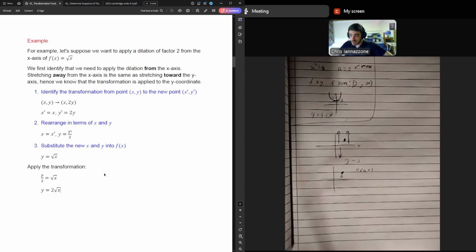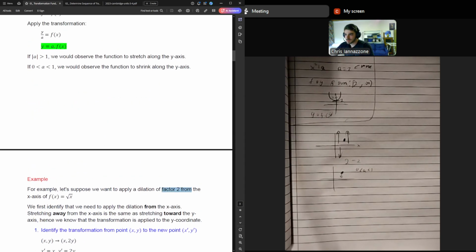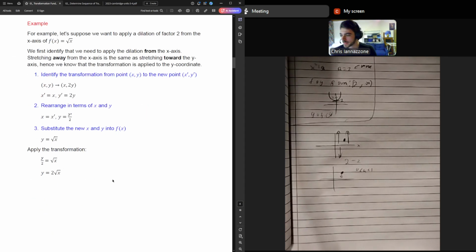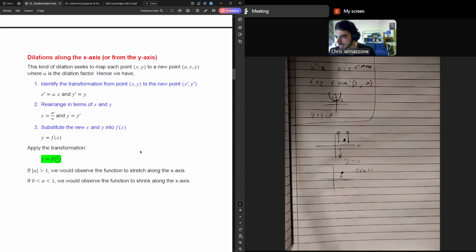Now, you don't strictly need to follow these steps to do basic transformations like this. If you do know what a dilation factor of 2 from the x means, then you can very quickly look at this and just realize, oh, all I've got to do is multiply my function by 2. The reason why I'm teaching these steps at all is because it will help when you have to do multiple transformations in sequence, which is what this is building up to. But okay, before that, let's look at the fundamentals of transformations.